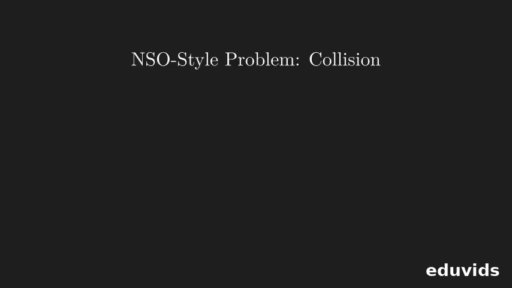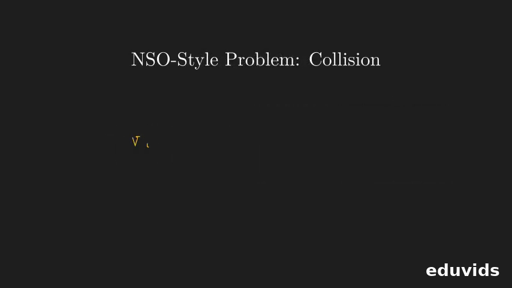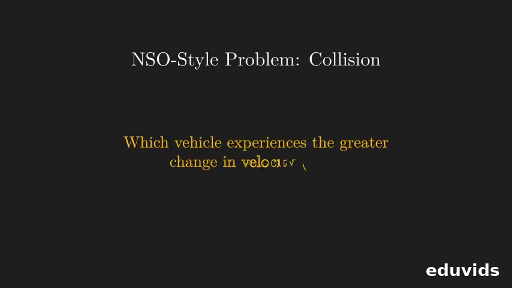Let us consider an NSO-style problem involving a collision where momentum is conserved. Imagine a small car hitting a large truck. The total momentum before impact equals the total momentum afterward. You should reflect: which vehicle experiences the greater change in velocity during the impact, and why?